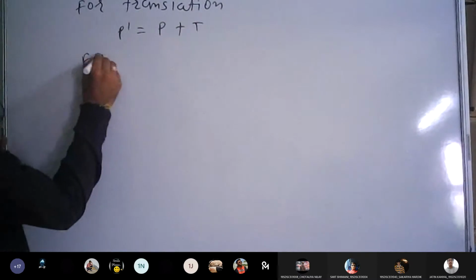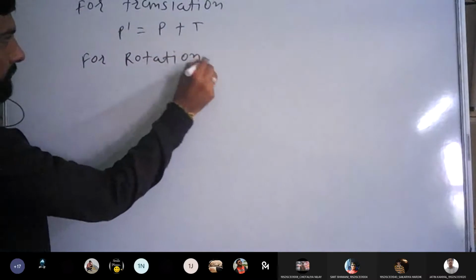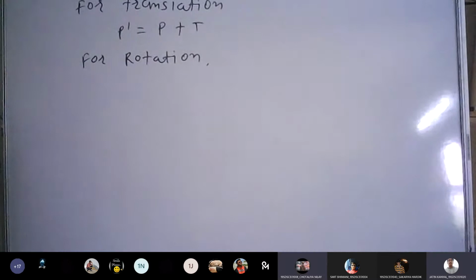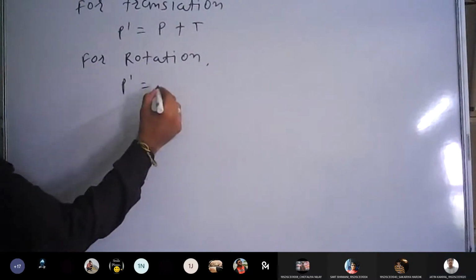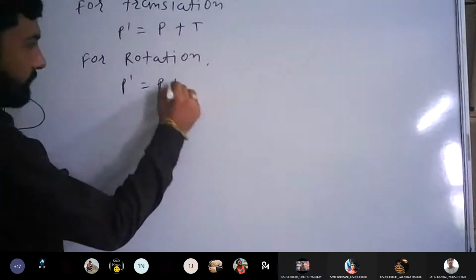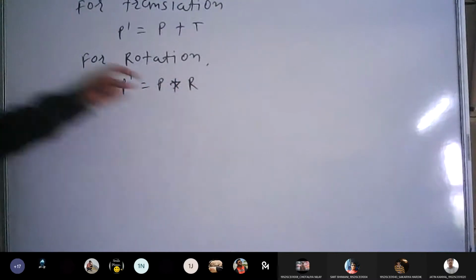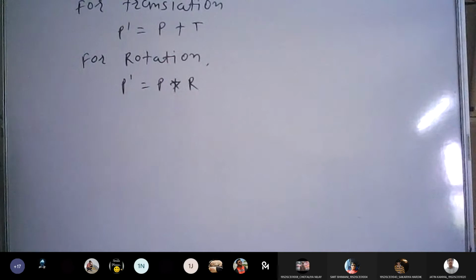Similarly, for rotation, can anyone help me to write the general equation? P dash is equal to R plus P, are you sure? R into P? Yes, it is P into R. It is not addition. P dash is equal to P into R. If you remember, in terms of rotation, we were multiplying the matrices. So instead of addition, it is multiplication.